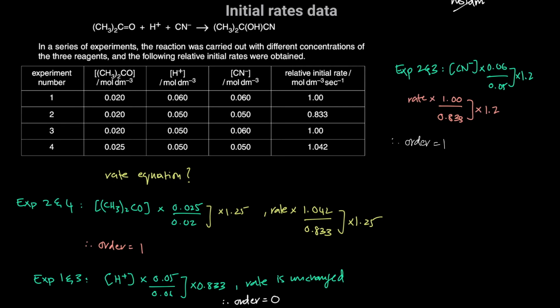So my rate equation is: rate equals k times the concentration of the ketone, (CH3)2CO, times the concentration of cyanide ions. The concentration of H plus will not show up in the rate equation because it's order 0 with respect to H plus ions. So this is my answer, this is my rate equation.